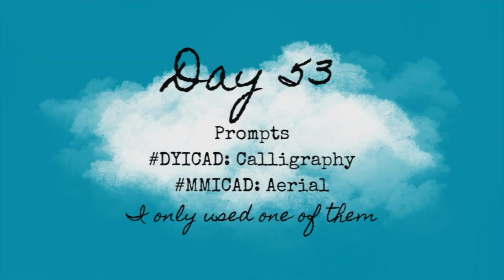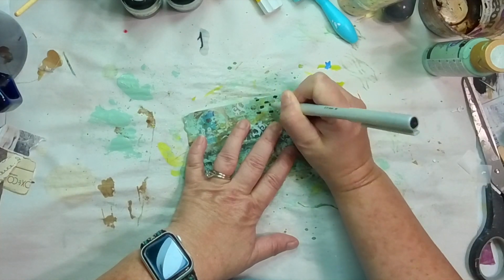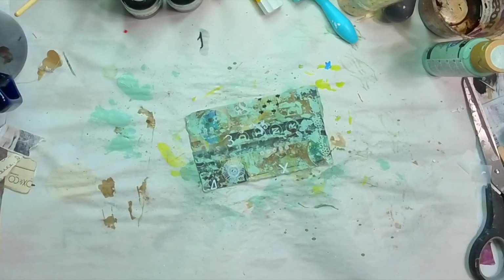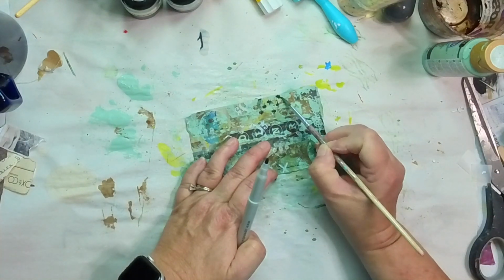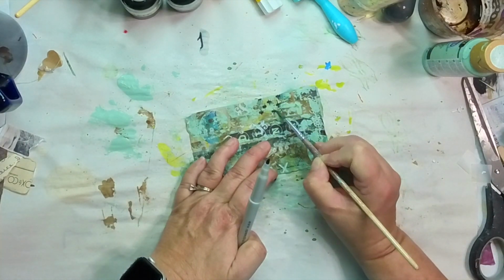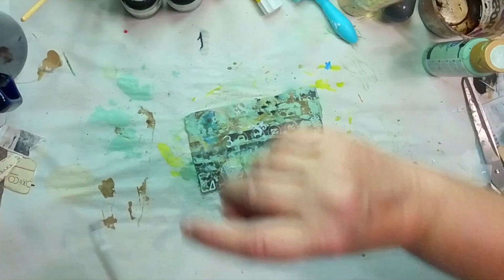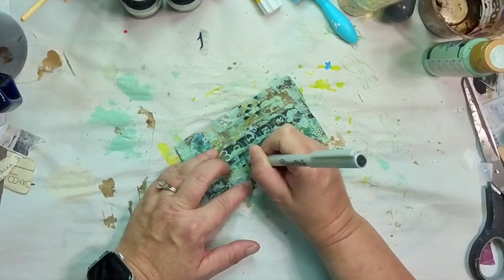On day 53, the prompts were calligraphy and Arial. I only used the calligraphy prompt, and this is how I used it. I grabbed this Elegant Writer calligraphy pen from Speedball, and used it to do some mark making, and then once again pulled the ink out to blend it and grunge it up. And that was after I did a bunch of collage and some other things on the background of it.